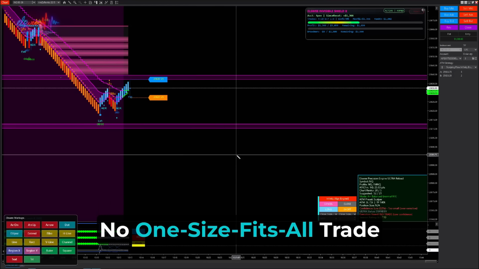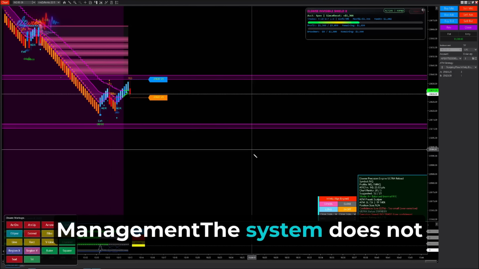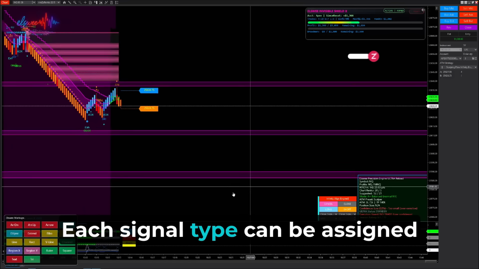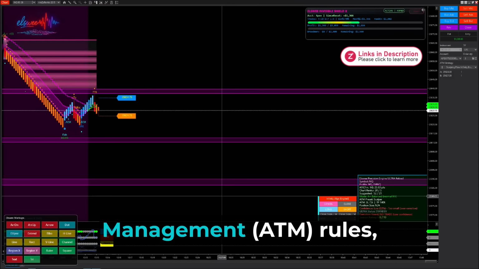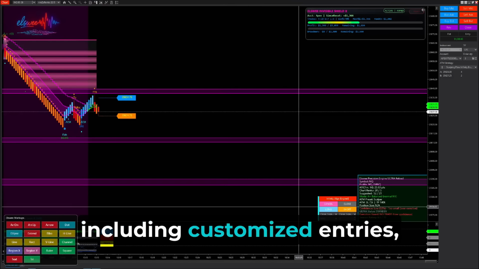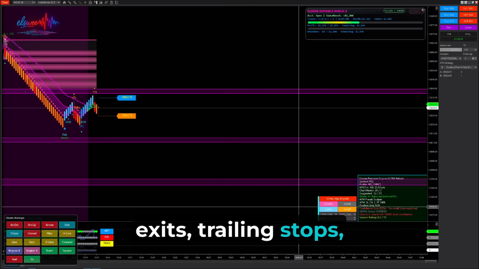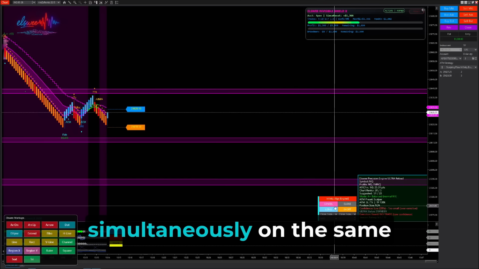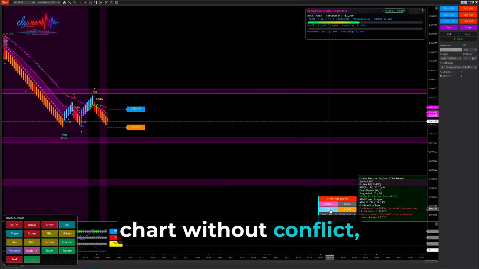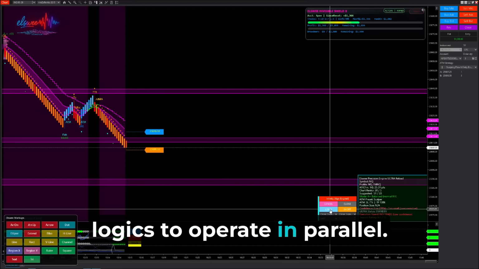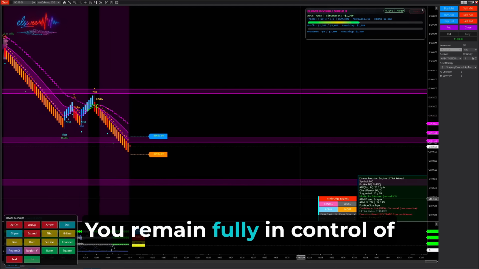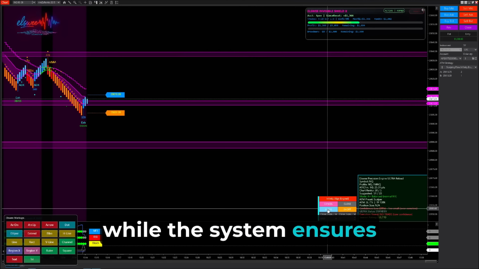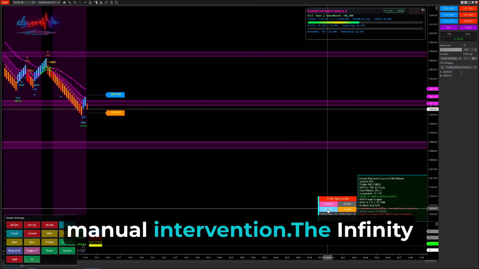No one-size-fits-all trade management. The system does not follow a one-size-fits-all approach. Each signal type can be assigned its own automated trade management (ATM) rules, including customized entries, exits, trailing stops, and risk management parameters. Multiple ATM strategies can run simultaneously on the same chart without conflict, allowing different trading logics to operate in parallel. You remain fully in control of how each strategy manages risk and execution, while the system ensures consistency without the need for manual intervention.